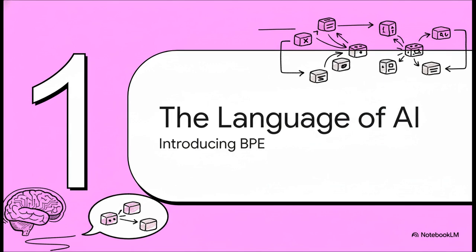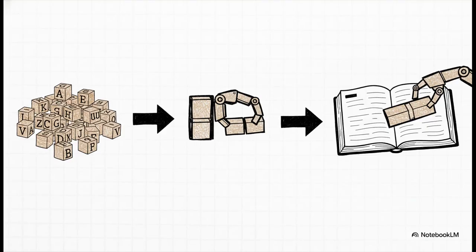BPE is this incredibly clever and super popular algorithm for doing just that. Fun fact, it was actually invented for data compression, for making files smaller, but AI researchers had this light bulb moment and realized it was the perfect tool for teaching a machine to build its very own language from the ground up. The best way to get your head around it is to imagine you're building a custom dictionary for a specific book. That's pretty much what BPE does. It starts with nothing more than the letters of the alphabet, and then, step by step, it learns which combinations of letters show up most often and turns them into new words for its dictionary.